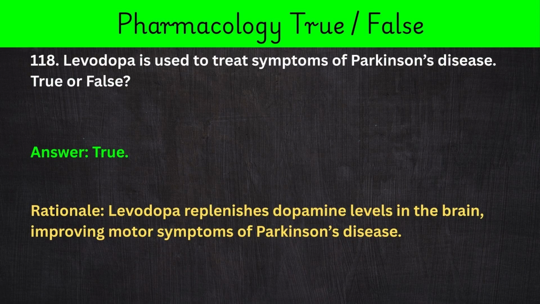118. Levodopa is used to treat symptoms of Parkinson's disease. True or false? Answer: true. Rationale: levodopa replenishes dopamine levels in the brain, improving motor symptoms of Parkinson's disease.